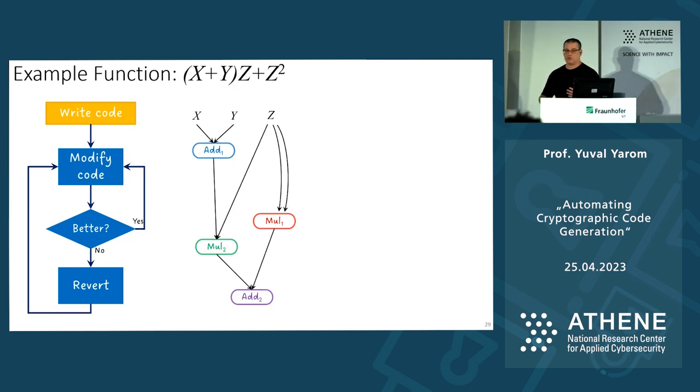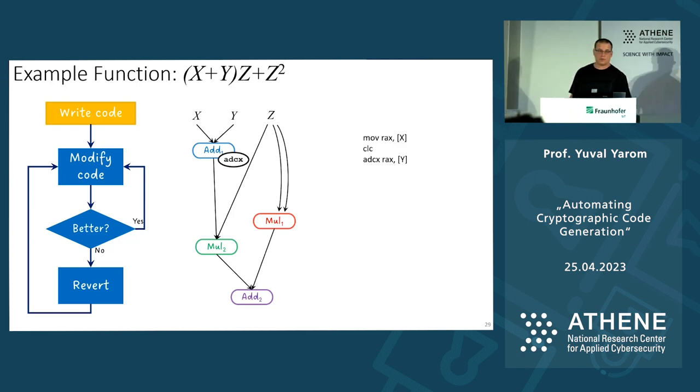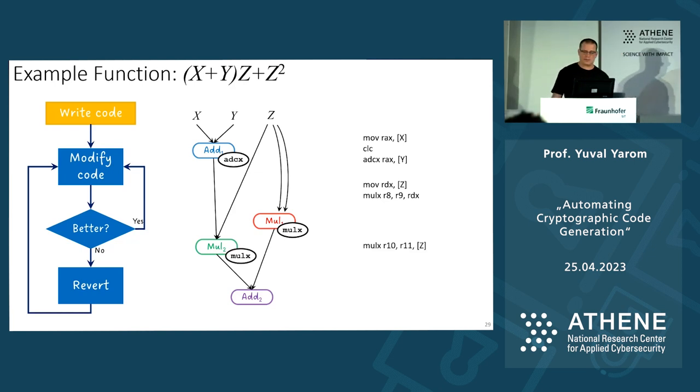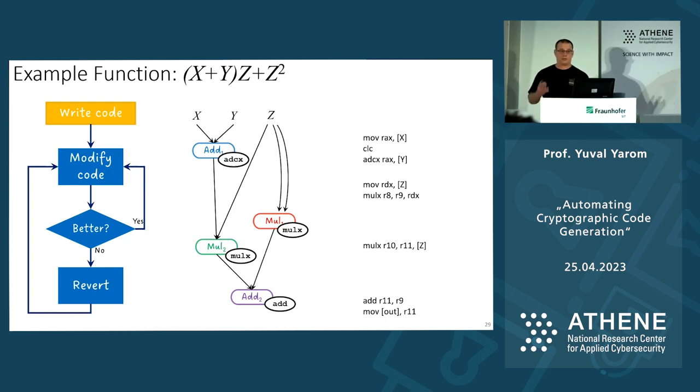So on x86 architecture, we have multiple instructions that can implement every operation. So we now need to choose which instruction we use. For example, we can take ADCX, which does addition with carry of words. And this will give us some code that does the addition. And then for the multiply, we choose mul x and we get the code that does the square. And for the second multiply, we use mul x. And for the third addition, we use add and we get the result. This is how we generate code. We choose the order of operations at random at the beginning, and we choose the operation implementation templates at random. So we get a random implementation of this function.